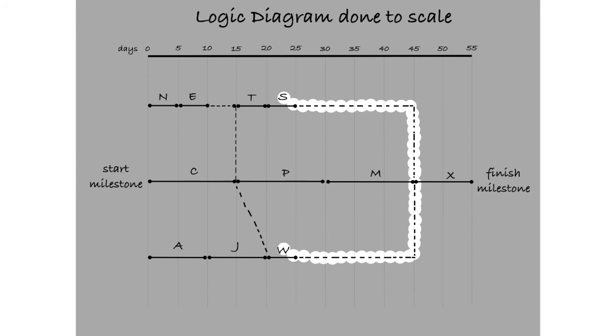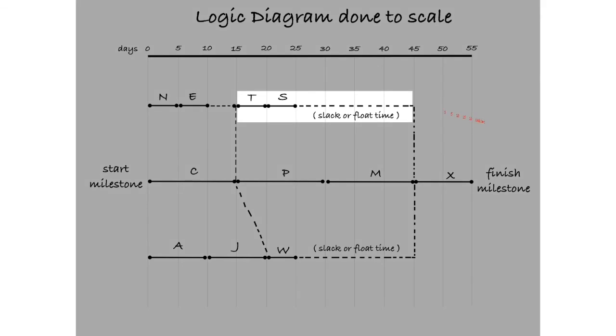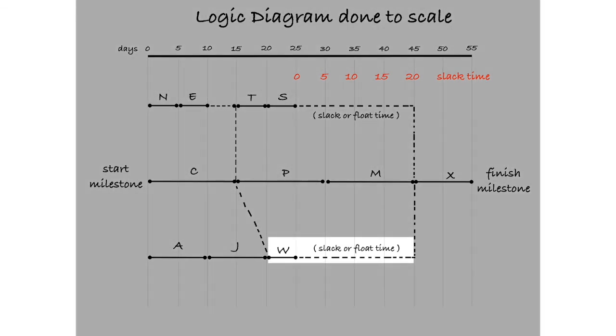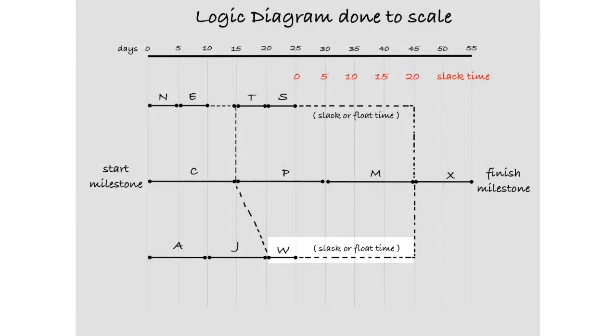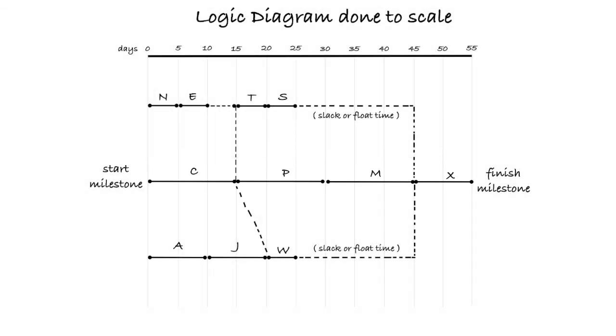Notice the dotted lines after S and W going to the start of X. We call this slack or float time. Slack or float time allows an operation's time to be delayed without causing a delay to subsequent tasks. In other words, T and S could conceivably take 20 days longer to complete without causing any issues with the rest of the project. The same is true of W. This example demonstrates the importance of establishing the critical path, because all other operations revolve around this core principle.